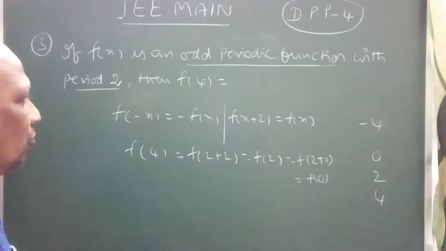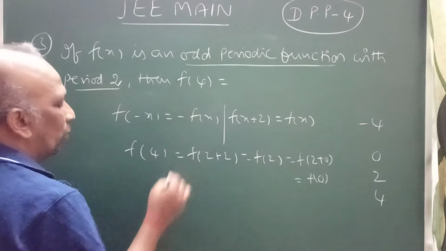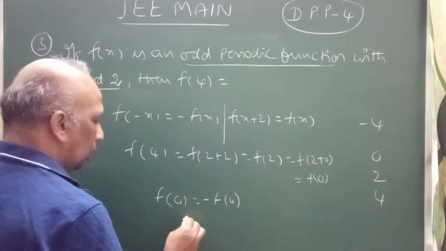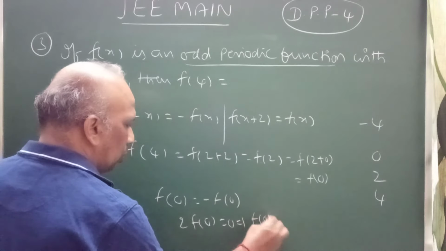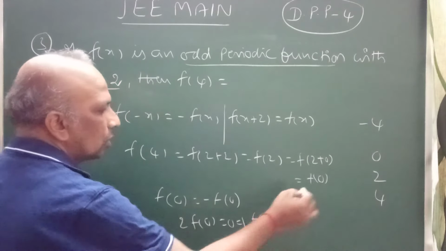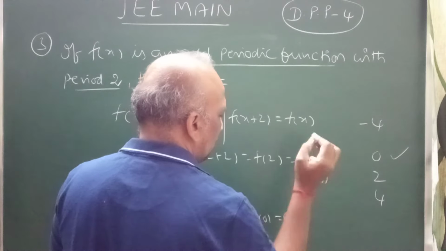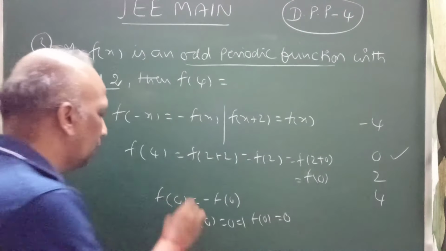Since it is an odd function, if I substitute here, we will get f of 0 equal to minus f of 0. We will get 2 into f of 0 equal to 0, so f of 0 equal to 0, right? So the answer will be 0 here. Since it's a periodic function with period 2, the answer will be 0.